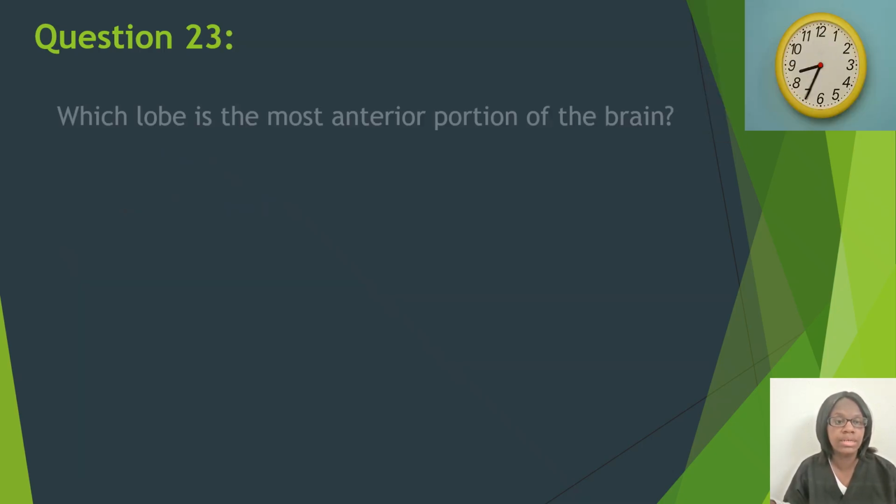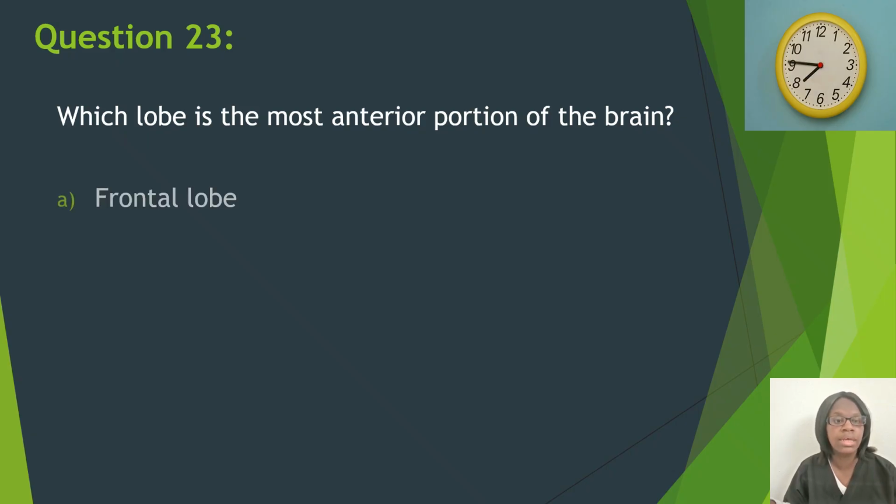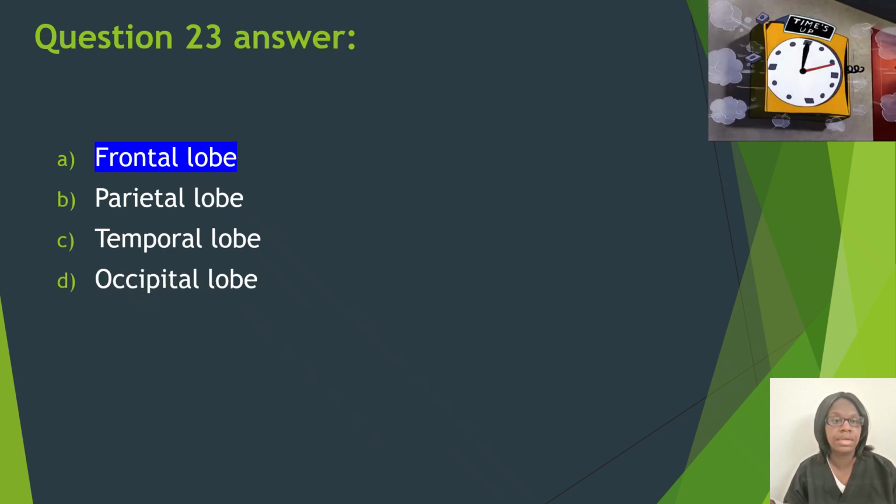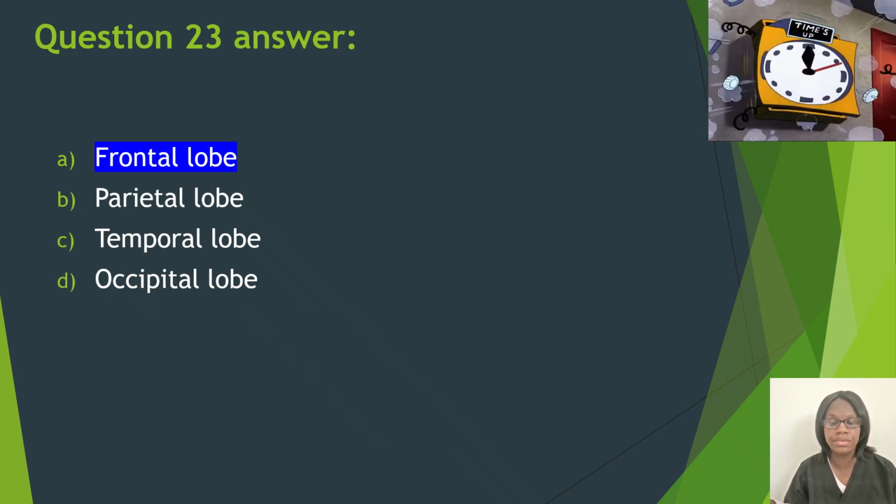Question 23. Which lobe is the most anterior portion of the brain? A, frontal lobe. B, parietal lobe. C, temporal lobe. Or D, occipital lobe. All right, the correct answer is A, frontal lobe.